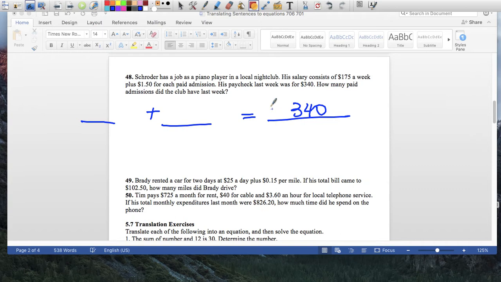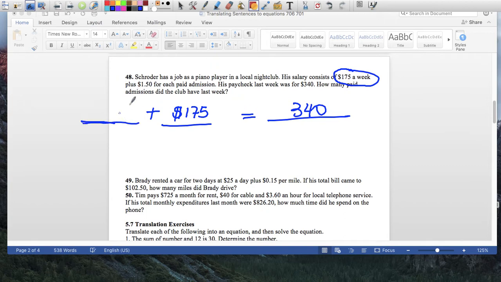Out of the $340, he got paid $175 just for showing up. Now he gets a little extra depending on how many people come see him, right? So if nobody came to see him, absolutely nobody, all he would get that week would be 175. But obviously he got paid more than 175. That means that there were some patrons attending the nightclub. So we need to find out how many admissions or how many people came to the club.